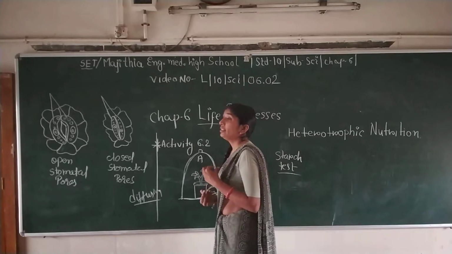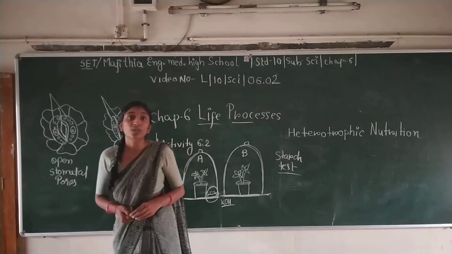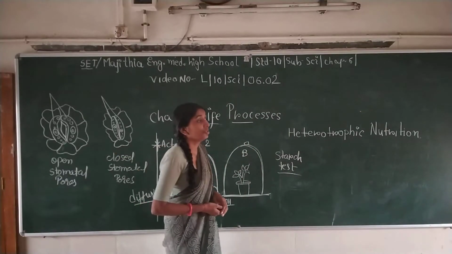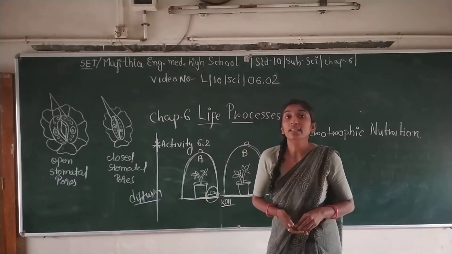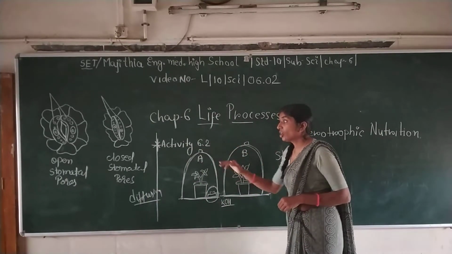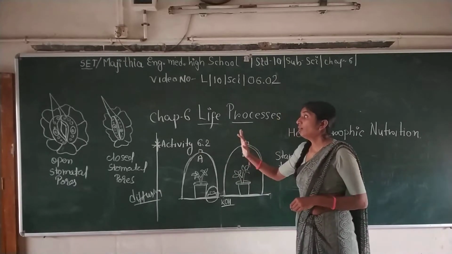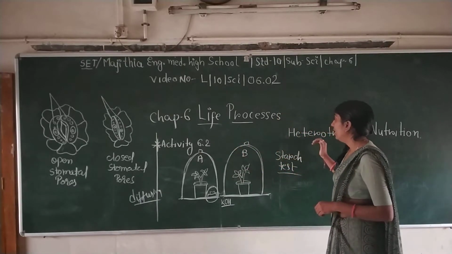By performing this activity, we could know that for photosynthesis to occur, these three things are really required, and only then can photosynthesis occur.